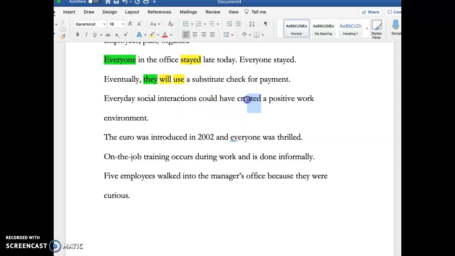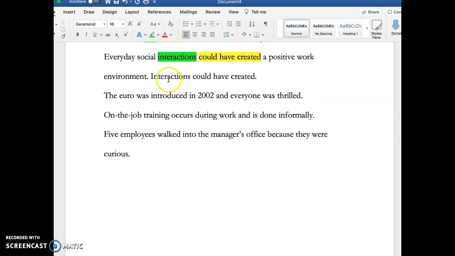So here's another one. Created is my verb, but if I go back, I actually have a modal verb and a to have verb. So those are all my verbs. And what could have created a positive work environment? Everyday social interactions. And in this case, it's actually just interactions. The reason why is because everyday and social are describing the interactions, so they're really called adjectives. But in this case, the subject is interactions. So I would write, right? And look at that, I missed this one, but I'm running out of time, so we're going to just leave that. It's they will use. Okay. This is interactions is the subject, could have created is the verb.